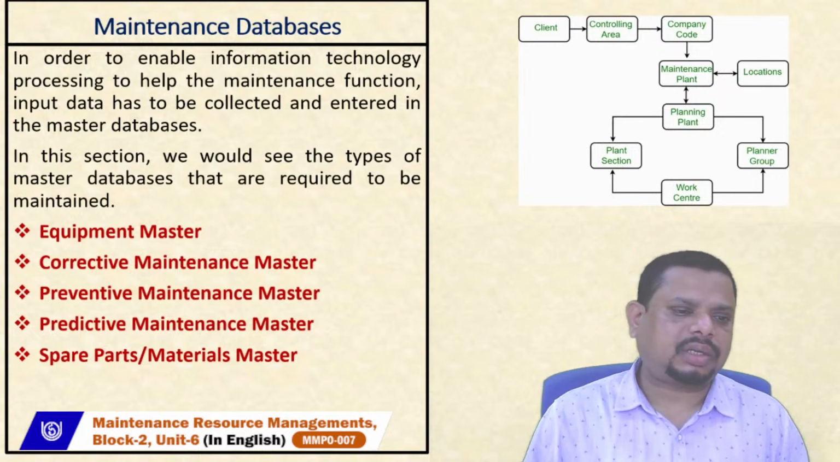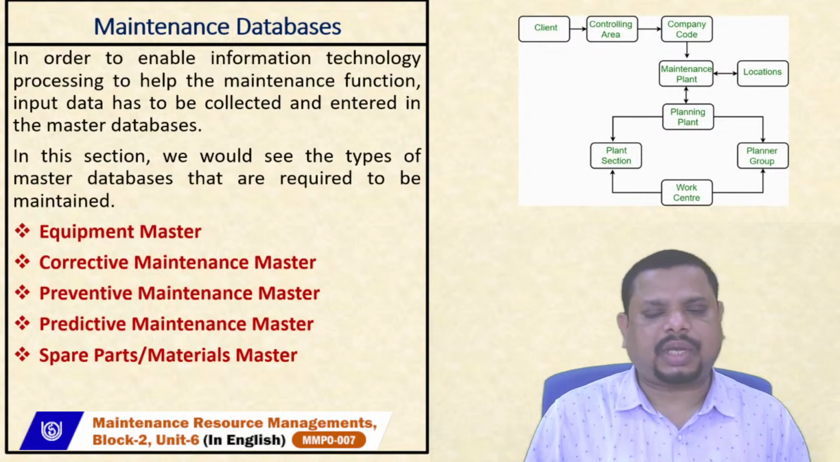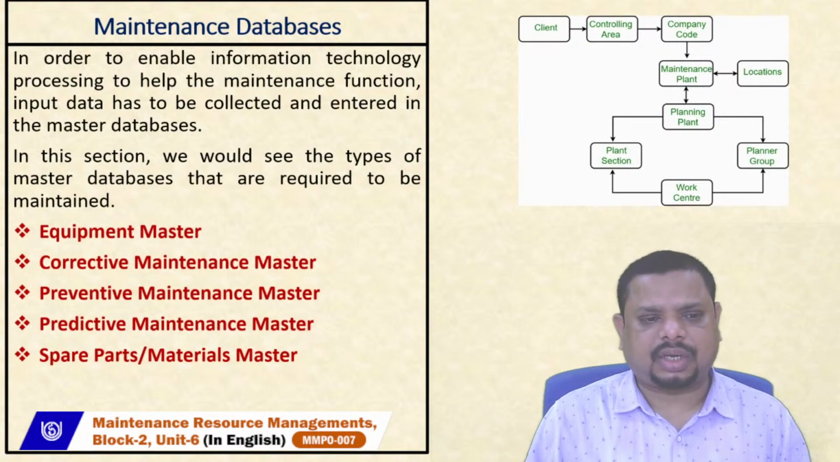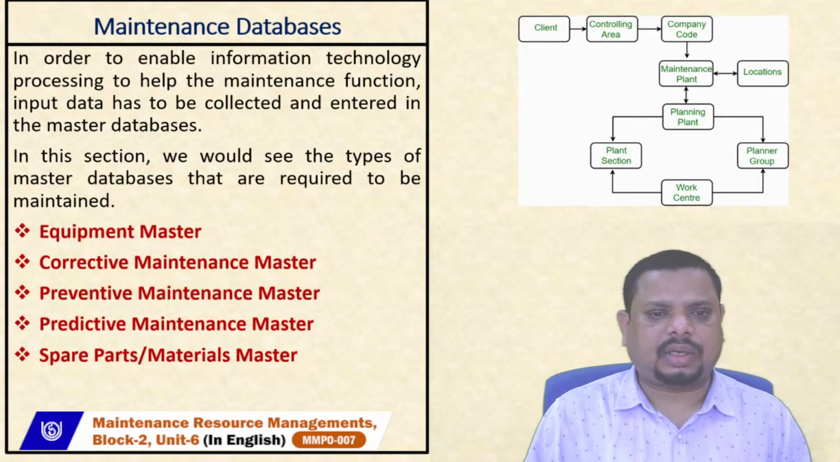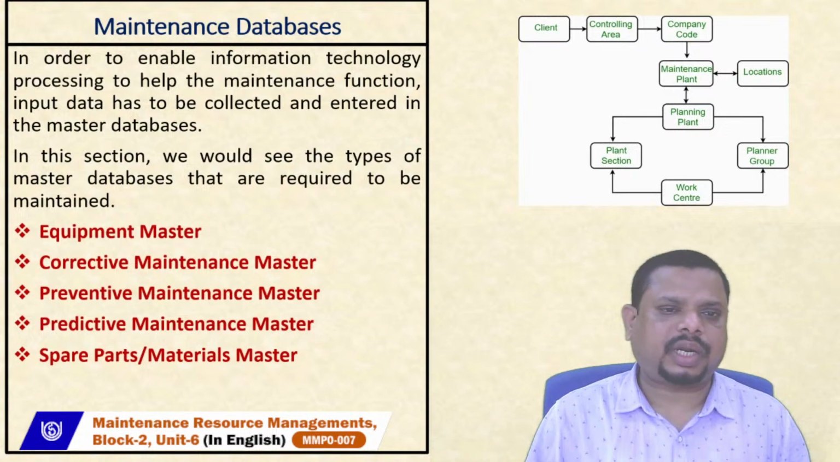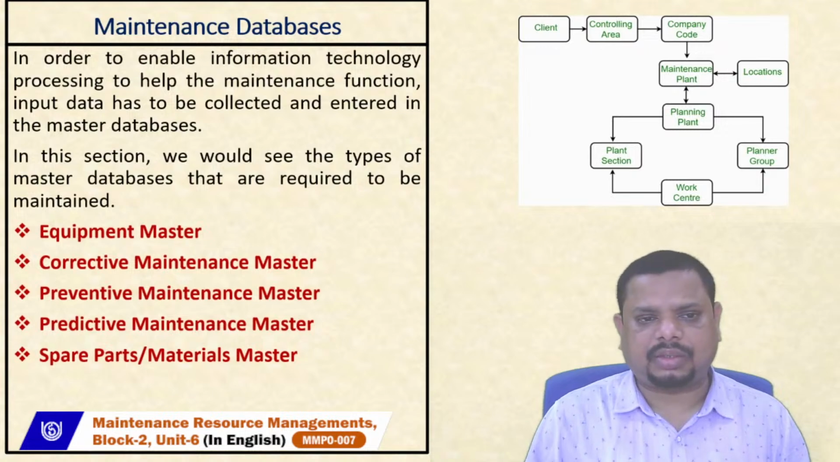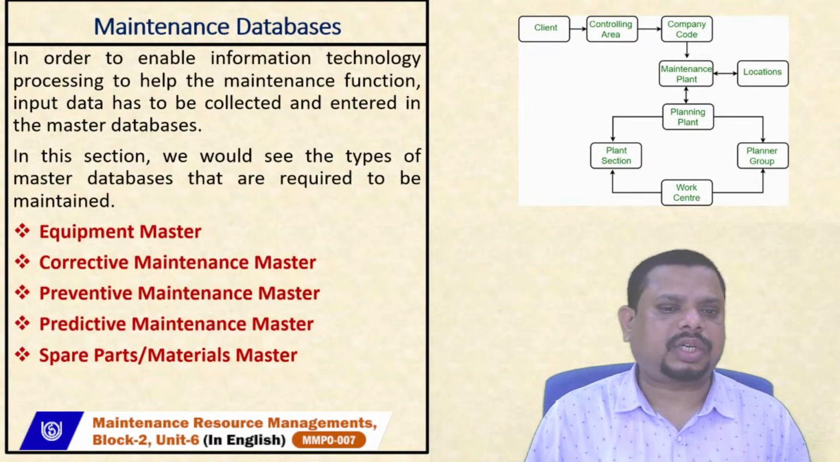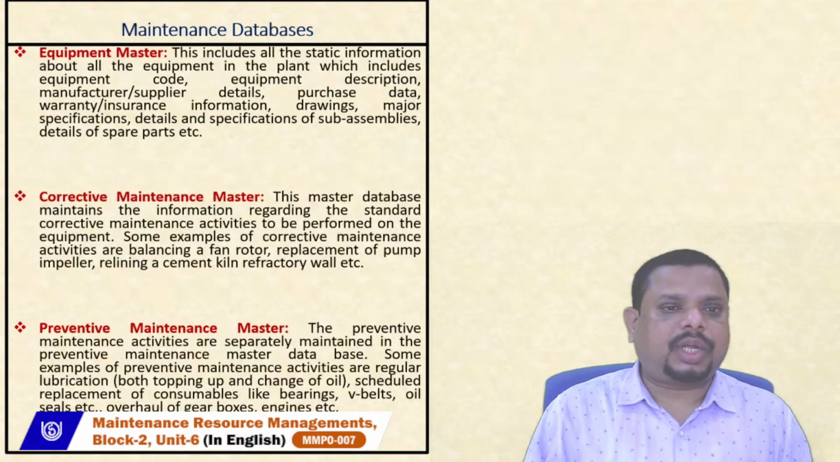So every piece of data should be maintained in the maintenance database. Whenever you go for the different master databases, especially equipment master, predictive maintenance, preventive maintenance, corrective maintenance, or spare parts and material masters, only true data and no fake data should be there, so that whenever you go for analysis or diagnosis of any machines or equipment, there should not be any error generated from the data. Moving to the next one.